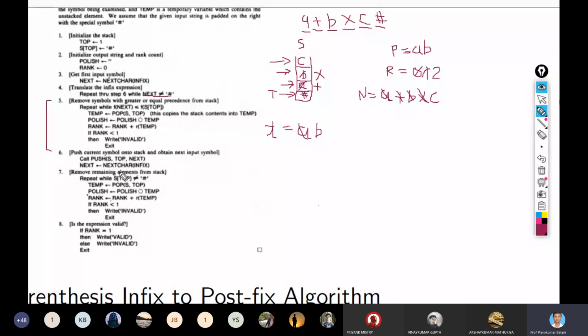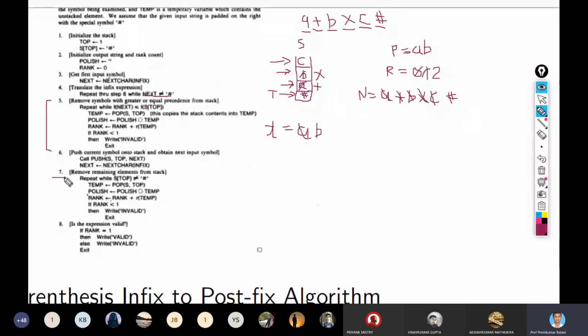and I will have the next character from the infix, that is hash. And as we have in the 4th step, we have to repeat steps 5 and 6 till next is not equal to hash. Now next is equal to hash, so we will go to the 7th step.